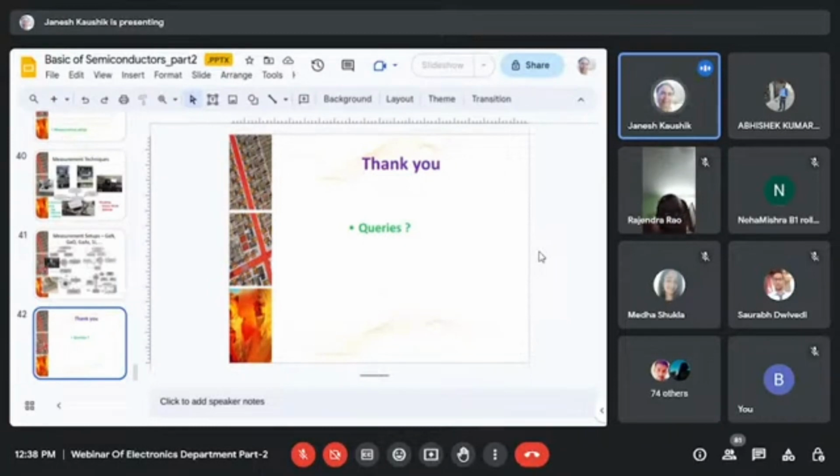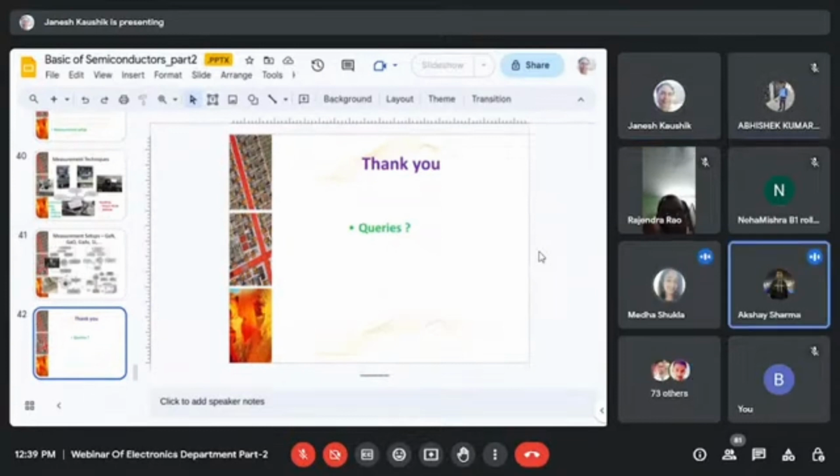Am I clear, Abhishek? Yes, sir. Thank you, sir. Okay. Good afternoon, sir. Satyam. Sir, my question is: what is the effect of surface discontinuity in MOSFET?